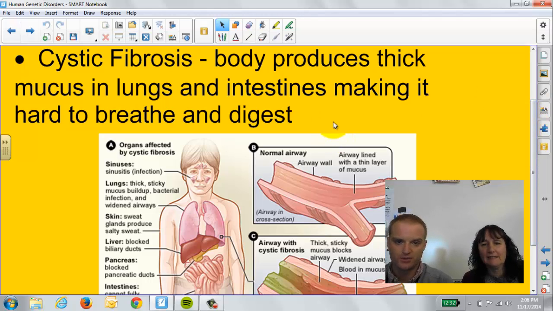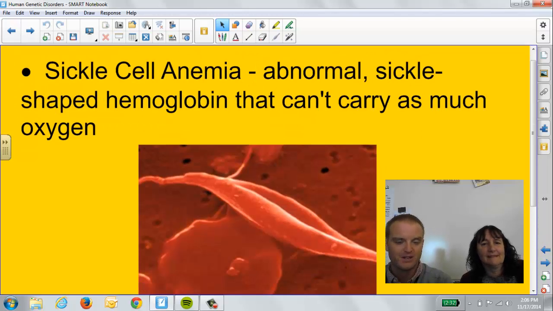I've heard this one is just one 3-letter code out of those 3 billion that is mixed up, and it causes a protein in your lungs to be formed wrong, so it doesn't get the mucus out of your lungs normally, and then it just builds up. Next is what's called sickle cell anemia.